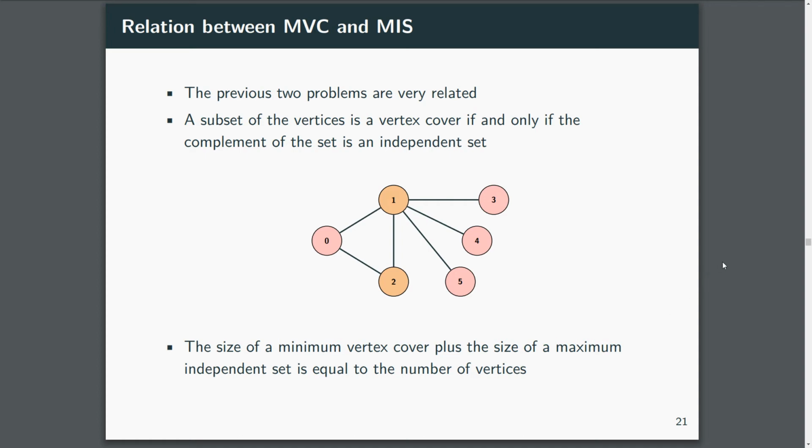So the size of the minimum vertex cover plus the size of a maximum independent set are going to be equal to the number of vertices. And this is due to the statement about the complement. So everything that was not in the maximum independent set is going to be the vertex cover. And then you have all the nodes.